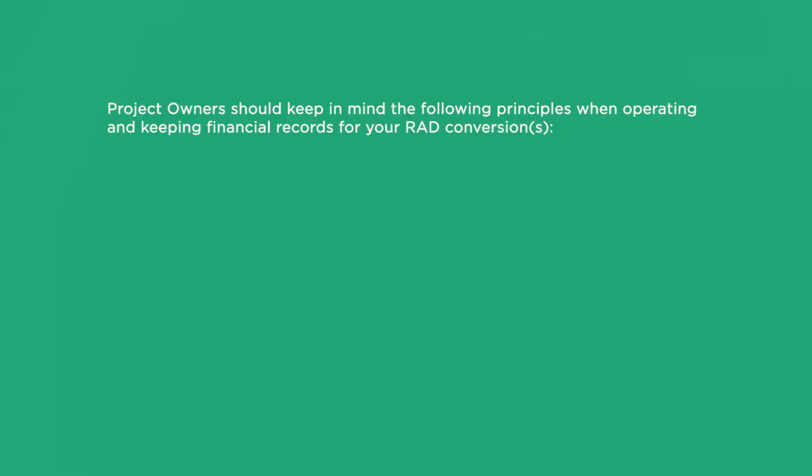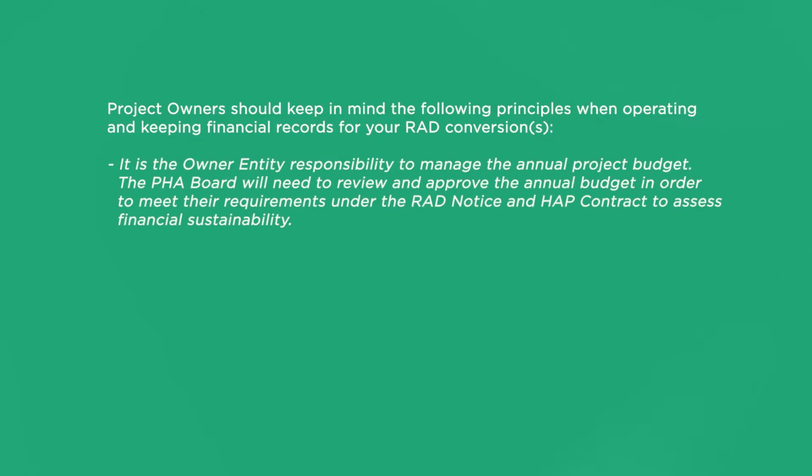Project owners should keep in mind the following principles when operating and keeping financial records for your RAD conversions. It is the owner entity responsibility to manage the annual project budget. The PHA board will need to review and approve the annual budget in order to meet their requirements under the RAD notice and HAP contract to assess financial sustainability.